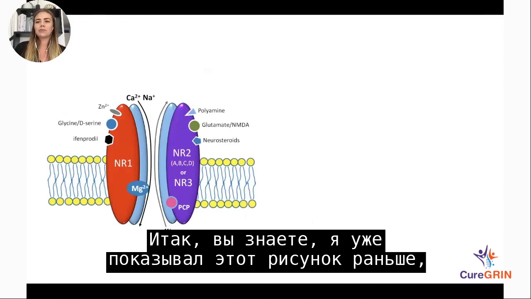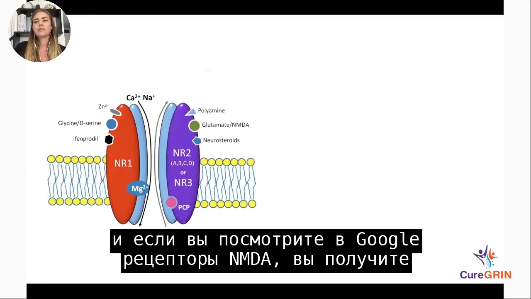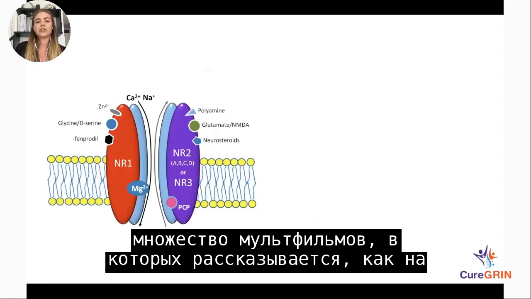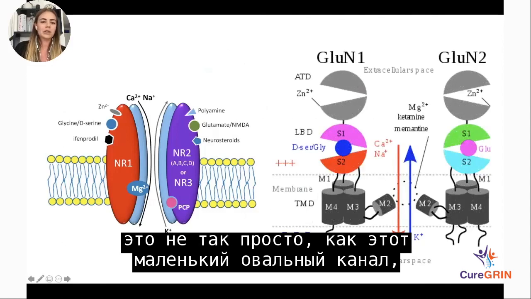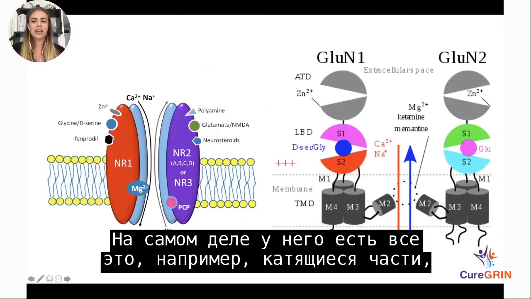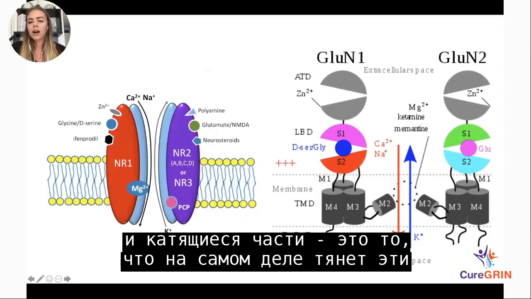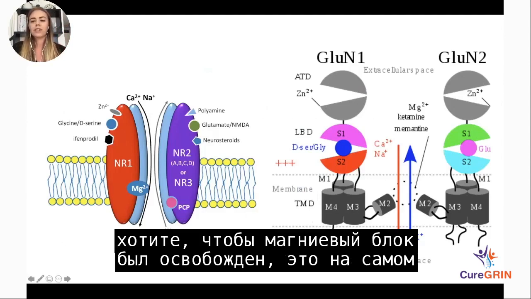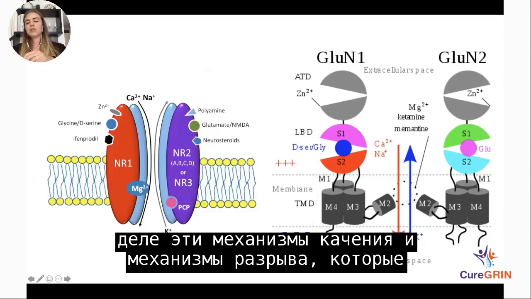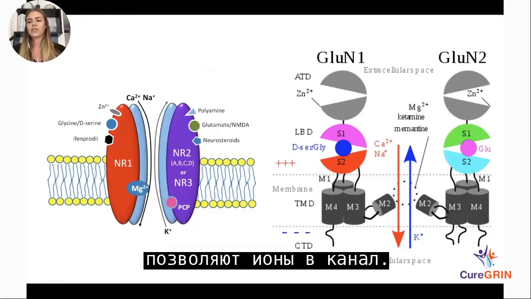So, I showed this graphic before, and if you Google NMDA receptors, you get a whole plethora of cartoons that tell you what this receptor actually looks like. And it turns out that it's not as simple as this little oval channel that sits in the membrane. It's actually got all of these rolling parts, and the rolling parts are what pull these little stringy things apart. And if you want the magnesium block to be relieved, it's these rolling mechanisms and the pulling apart mechanisms that allow the ions into the channel.